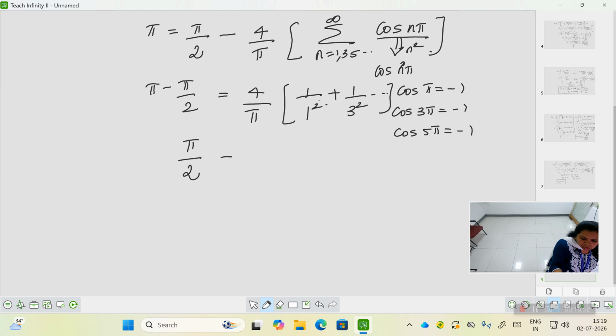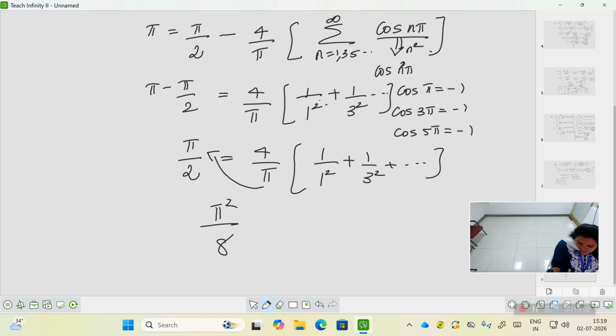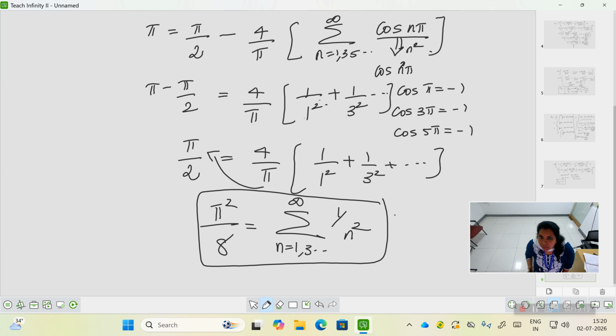So here you get pi by 2. Here you get 4 by pi. So 1 by 1 square, 1 by 3 square, etc. So bring this term to the other side. So you get pi square by 8 is equal to summation n equal to 1, 3, 5, etc. infinity 1 by n square. So we got the complete solution. Thank you.